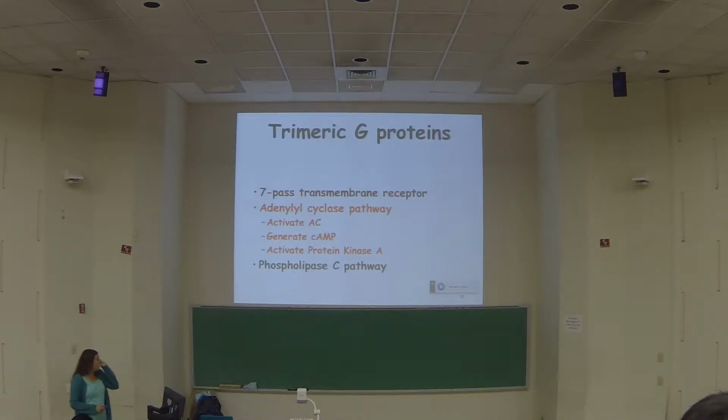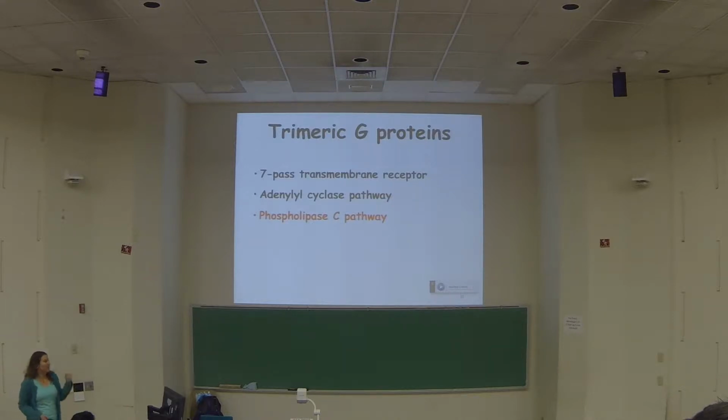Just as a review, the adenyl cyclase. We activate the adenyl cyclase with the G protein that's exchanged GDP for GTP. That activates adenyl cyclase, which generates cyclic AMP, which activates protein kinase A.